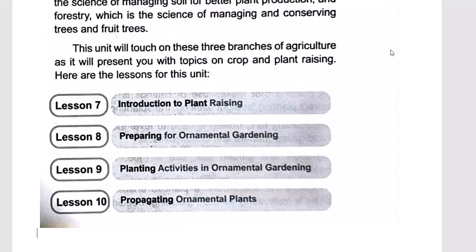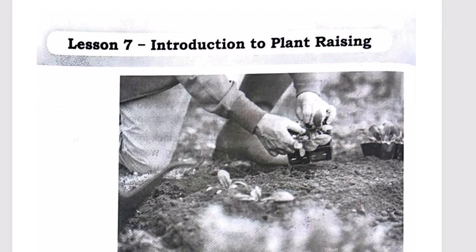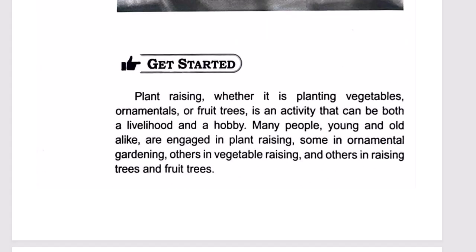Okay. All right, Lesson 7, Introduction to Plant Raising. Lesson 8, Preparing for Ornamental Gardening. Lesson 9 is Planting Activities in Ornamental Gardening. And Lesson 10 is Propagating Ornamental Plants. All right, Introduction, Lesson 7, Plant Raising. Okay, so let's get started.